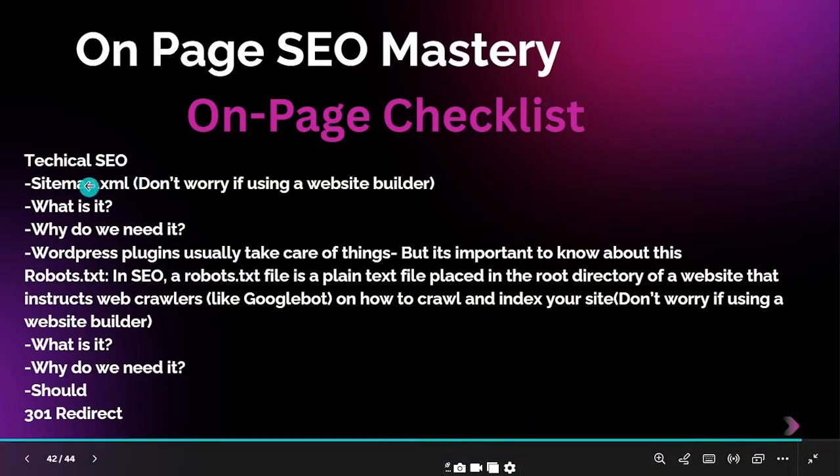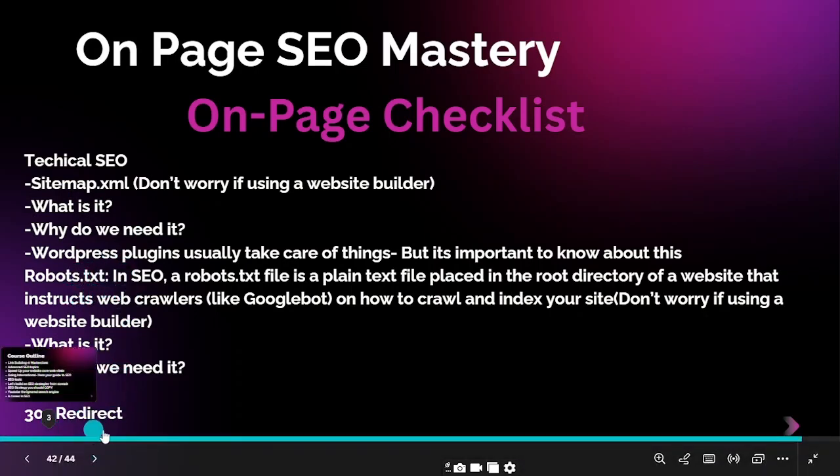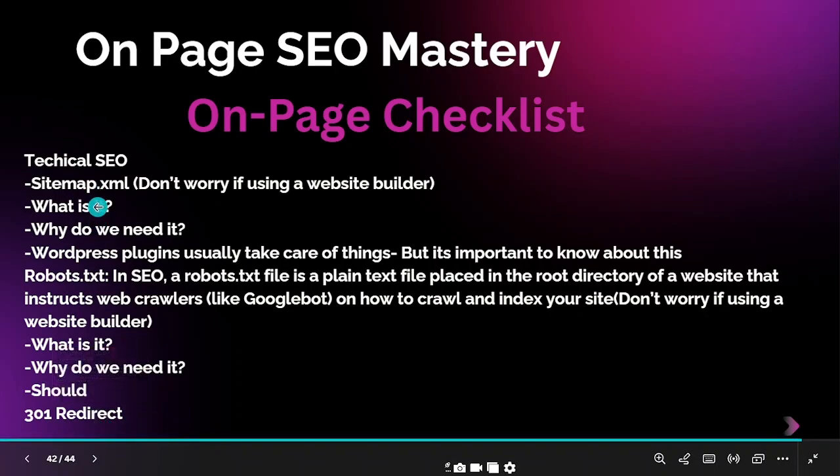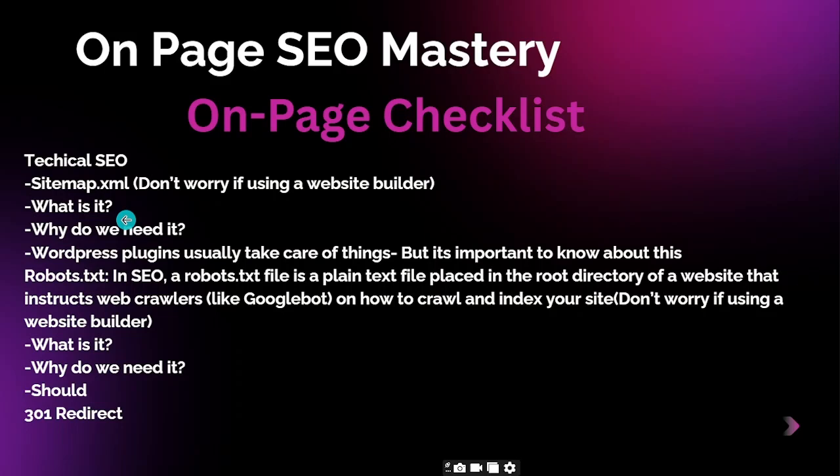Another factor is technical SEO. Here you can see we have three things: the first is sitemap.xml, the second is robots.txt files, and the third is 301 redirects. First things first, you need to understand what a sitemap is and how you can use it.